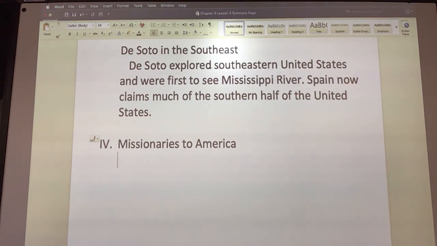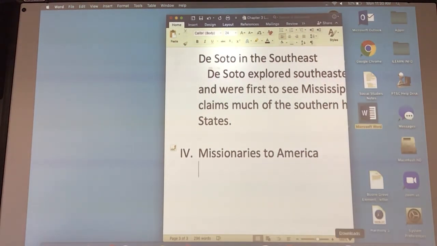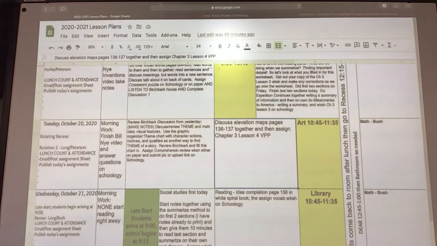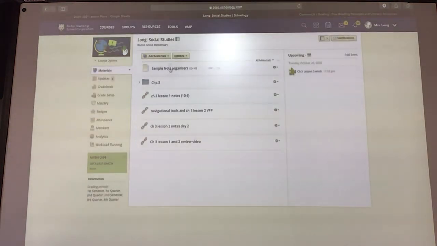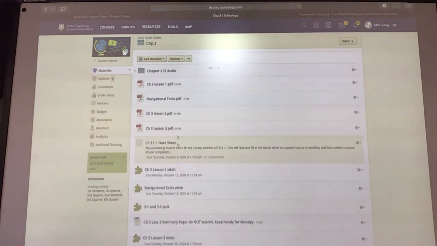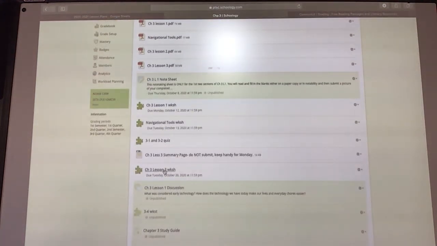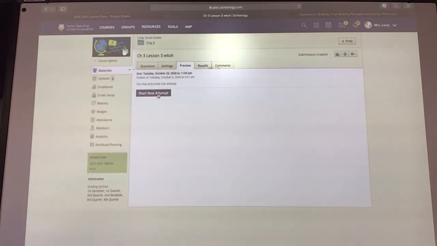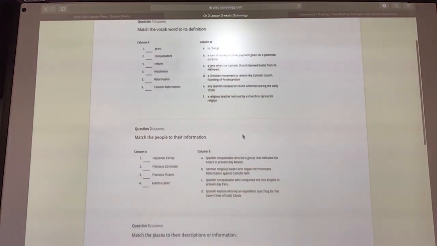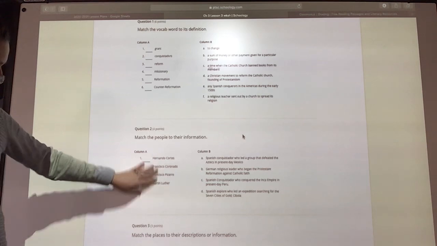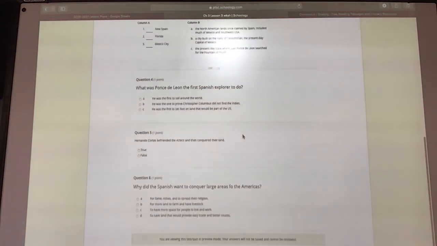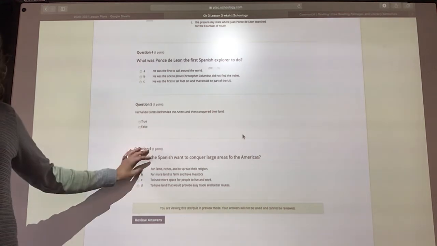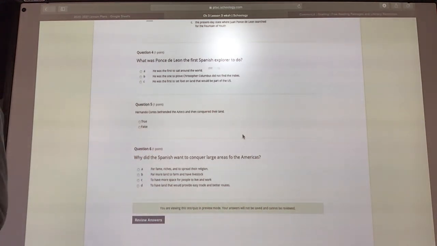You should have a summary down for that. Let me find Schoology. Chapter 3, as you should know, you filled in assignment notebooks. You have a Chapter 3, Lesson 3 worksheet. Let me see what it looks like here. I think it was matching some vocab words, matching people, places, and then there were a few questions down here to answer based on the information that we were reading. Okay? So, notes for Lesson 3 are done. You're answering this worksheet, and that's it for social studies.